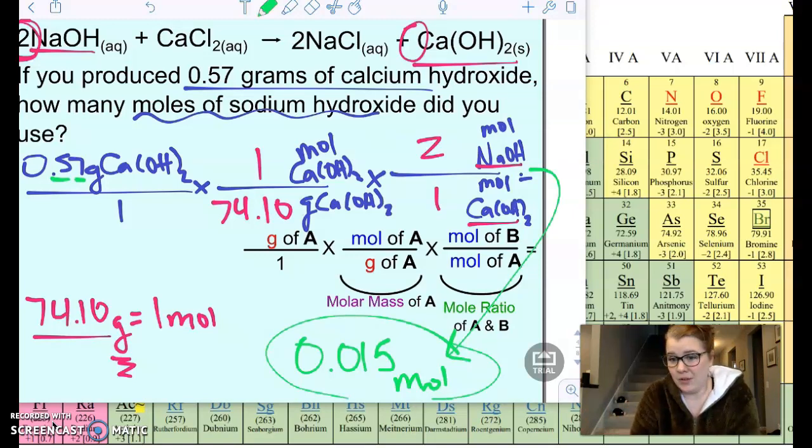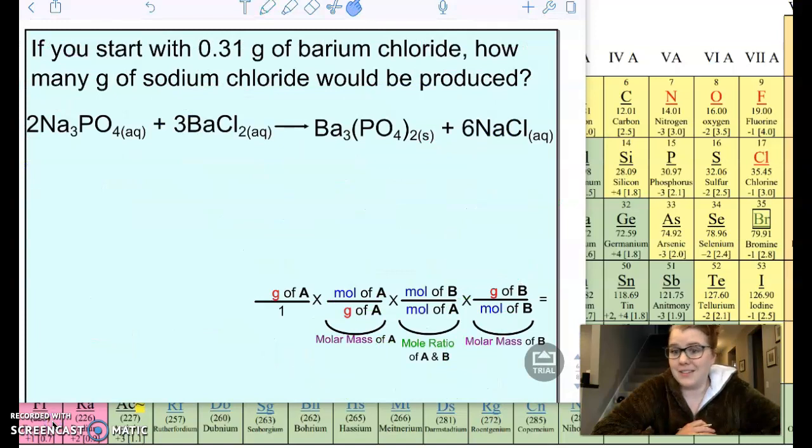All right, I'm going to do one more for you, okay? And then if you want any additional practice after that, you can look at the homework and you can look at the class cake. All right, this is a gram to gram. This is as long and as big and as scary as I get. So if you can do this, you're golden.